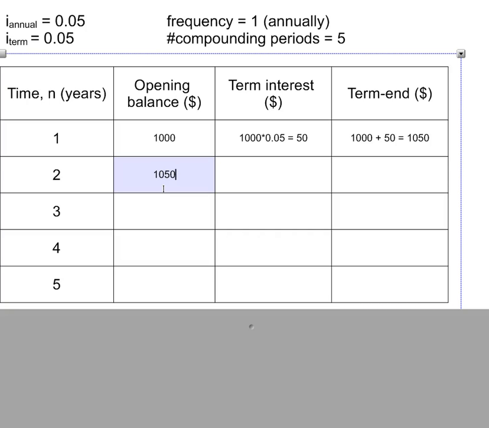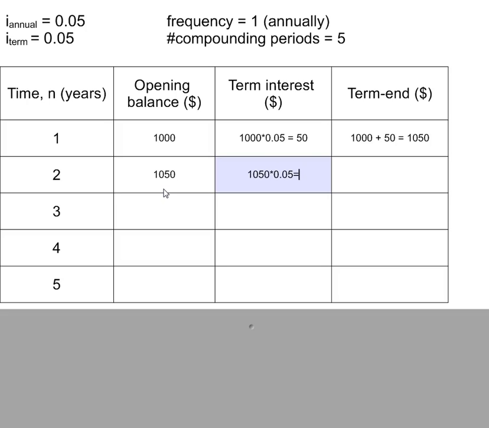Now, the nice thing about compound interest is now the amount that is opening our second year has increased by the amount of the interest. So $1,050 will be the opening balance. Term interest is now applied at a rate of 5% to that $1,050, and then we have a new interest term which we can now add in. At the end of the second year, our balance grows yet again, which opens us up at year 3.